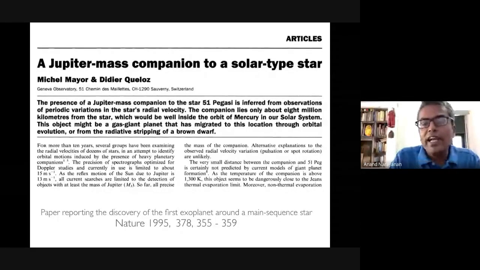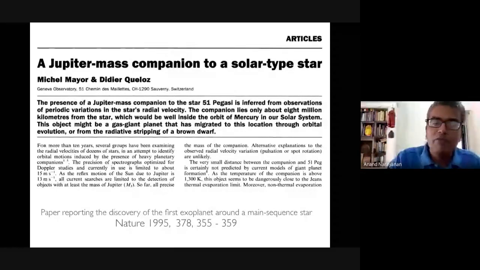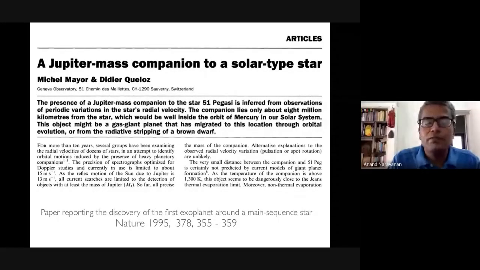So this led to the idea that this planet probably formed far away from the star, and it has been migrating. The orbit has been slowly decaying, and it has been migrating towards the star. So those are some details. Anyway, the first discovery itself threw up a lot of surprises. That's the bottom line of it.